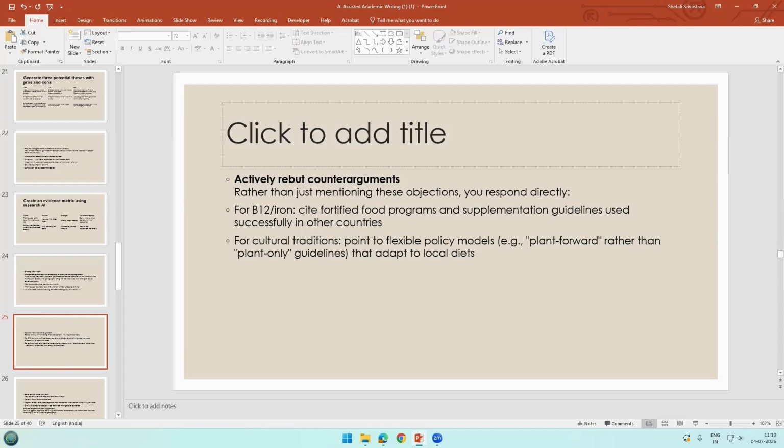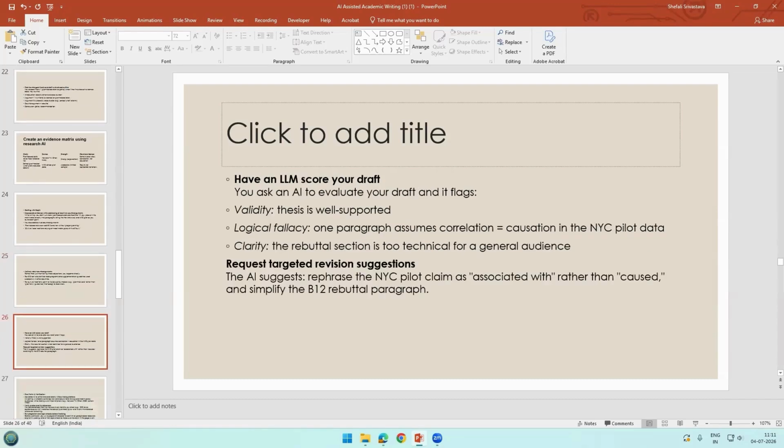And we should pinpoint flexible policy models like plant-forward rather than plant-only models. Right, so this is how we counter-argue. Now when you have drafted it, and you have got the claims from the side or consensus in support of it and against it, you can enter this draft into an AI system that can evaluate your draft.